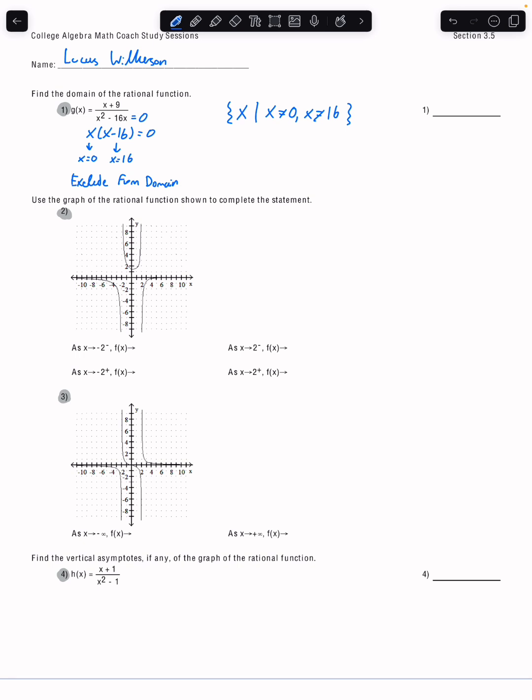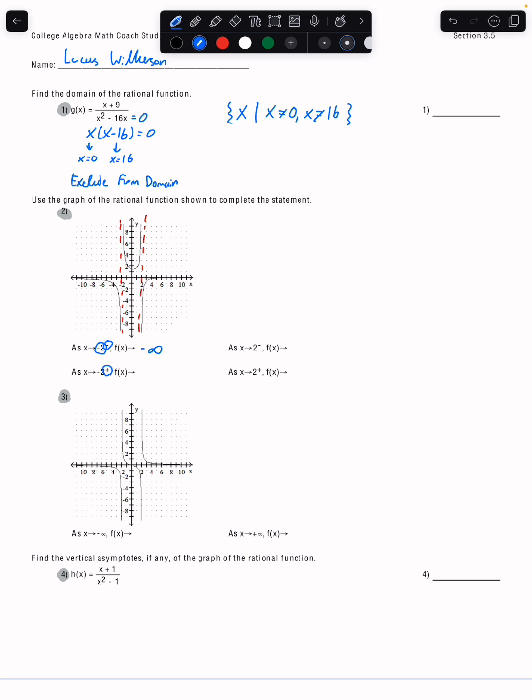For number 2, it says use the graph of the rational function to show the complete statement. So when you look at where the asymptotes are, looks like we have one at -2. We have one at +2. Now looking at this, it wants to know at -2, what's going on the left side. That's what that negative means. So the negative side of the -2 asymptote. And if we observe, we see it's going towards -infinity because the graph's going down.